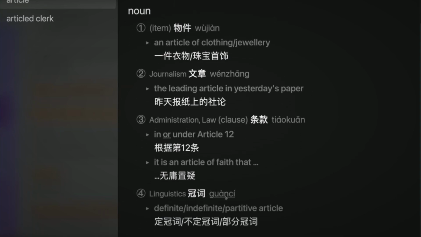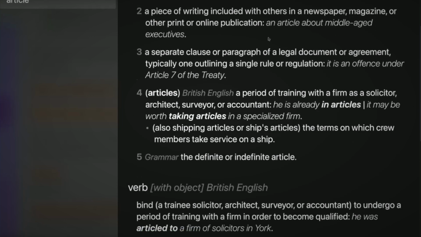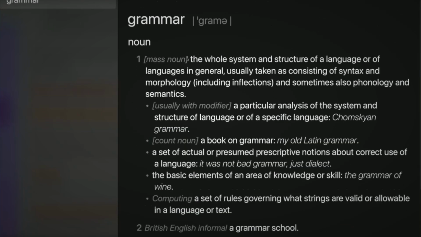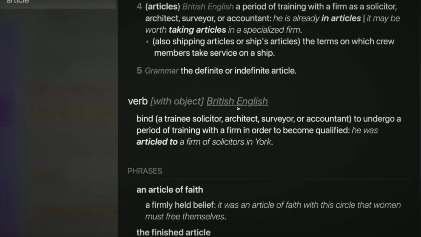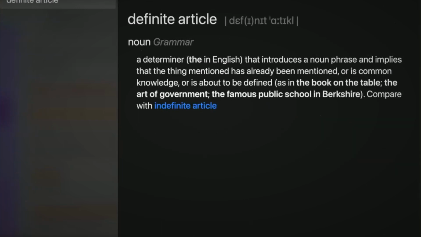Okay, in linguistics, this guanci here, partitive article. So in English, an article. The definite or indefinite article. Definite article. An article is a determiner. Okay, so the article is like a measure word.